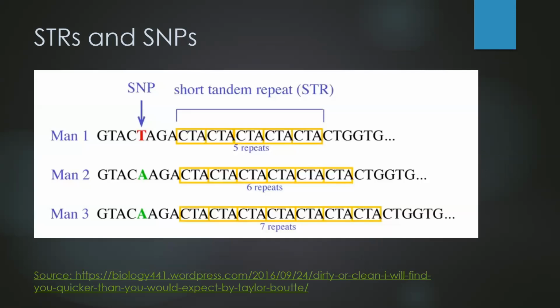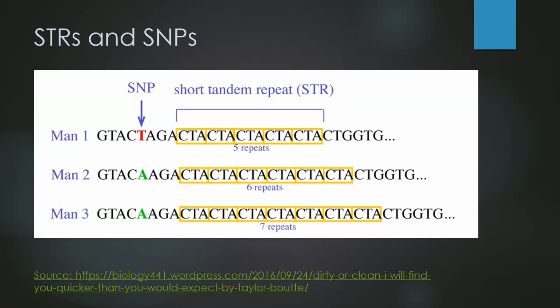So let's talk again about STRs and SNPs, and let's do a little visual so you know what I'm talking about. We're actually going to show this slide again in a little bit. Short tandem repeats, STRs, are what the company uses to determine your haplogroup and the group you belong in for your projects. Short tandem repeats are when a set of 3 bases repeat over and over. In the first example, for man number 1, the STR, the CTA, repeats 5 times. In the second man, it repeats 6 times. In the third man, it repeats 7 times.